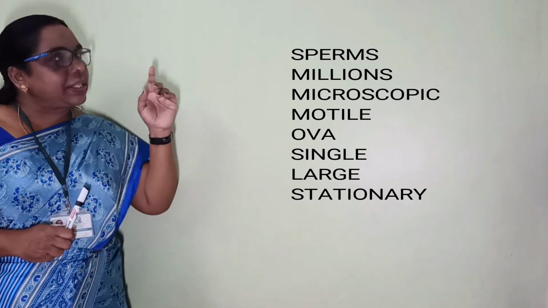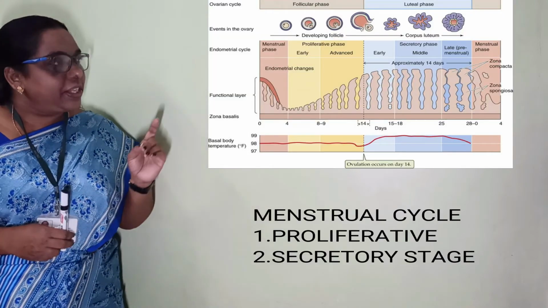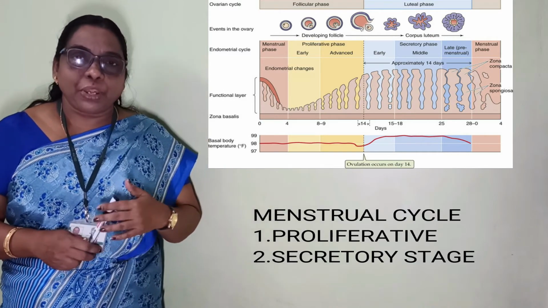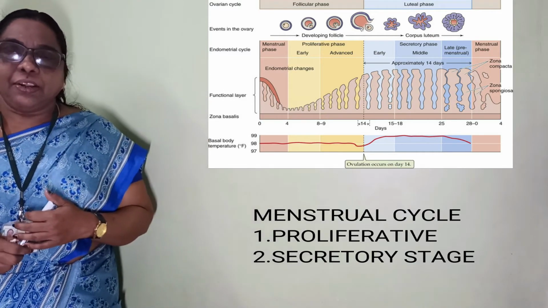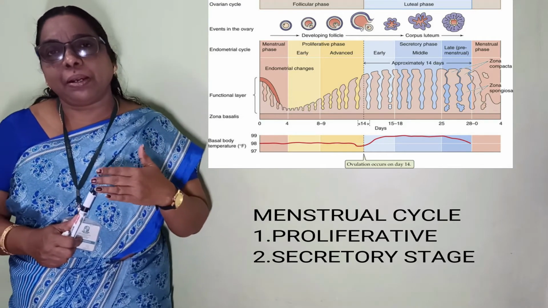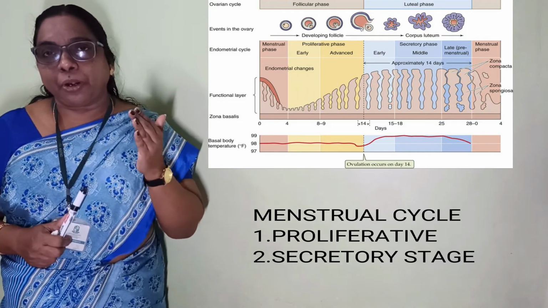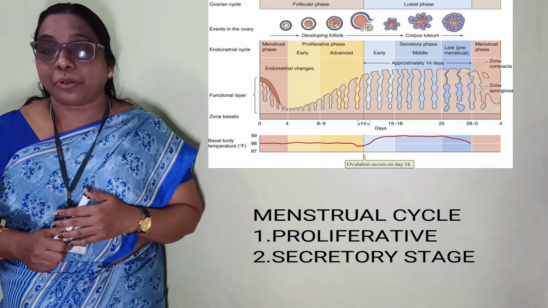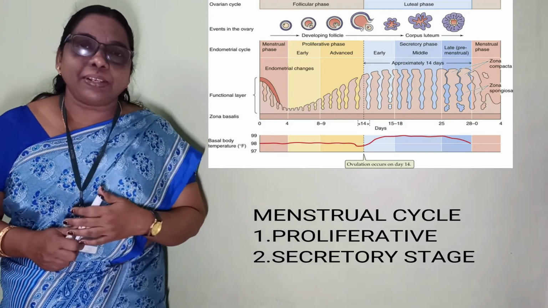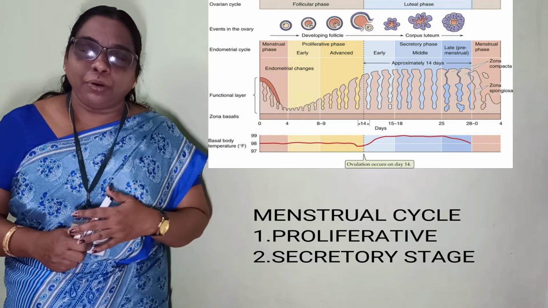Let me see the next picture. This is the menstrual cycle process. The menstrual cycle occurs in the female reproductive system, followed by 2 stages. The first stage is the proliferatory stage, and the second stage is the secretory stage. Let me start with the menstrual process. The beginning of puberty, the start of the menstrual process, is called menarche, and the end phase of the menstrual cycle is called menopause.